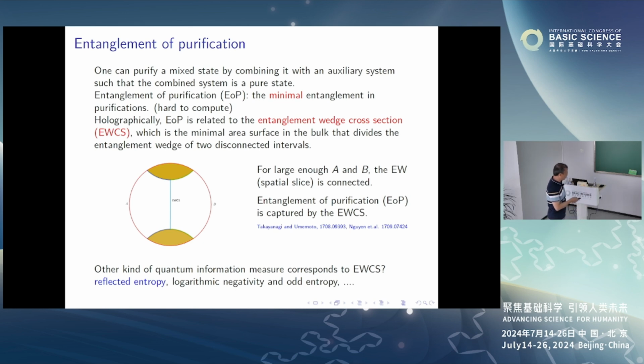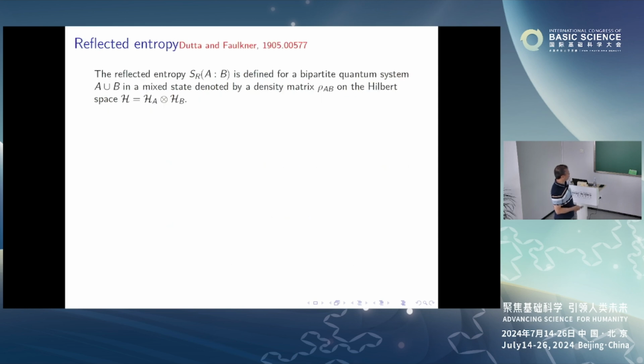So, what's the Lifshitz entropy? Lifshitz entropy was proposed more than 4 years ago by Dutta and Faulkner, and it's defined for A and B, for this bipartite quantum system, as the Lifshitz entropy in a mixed state.